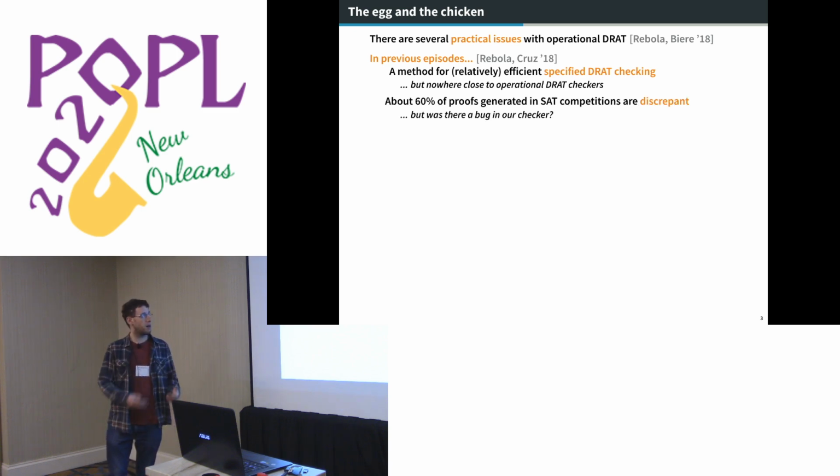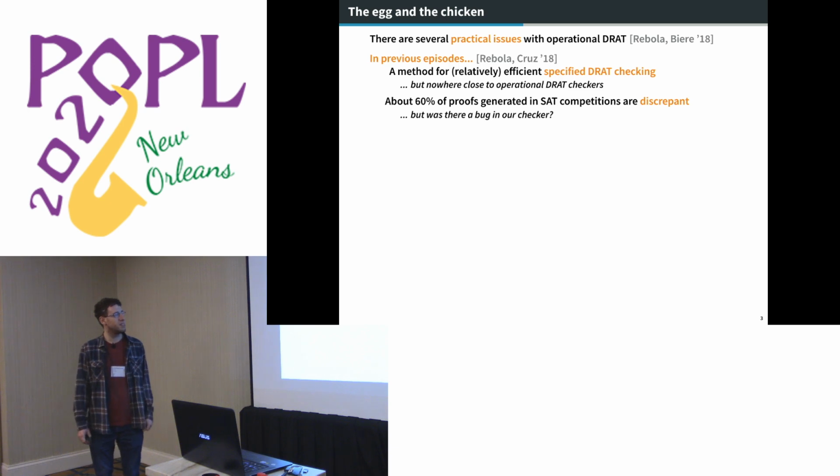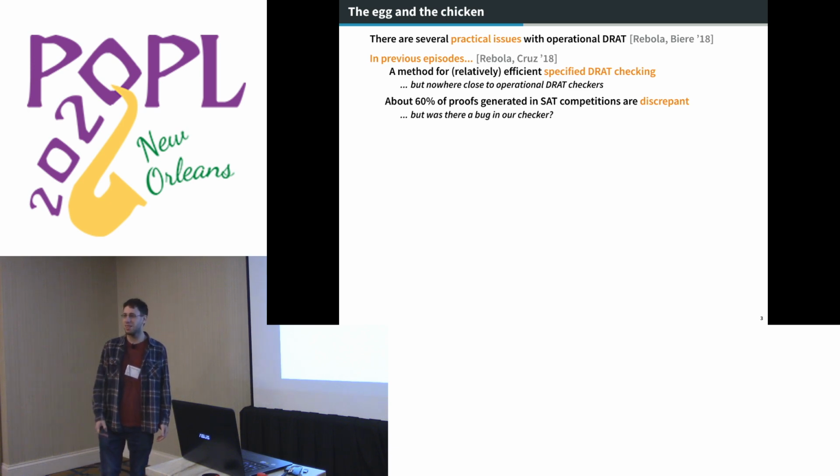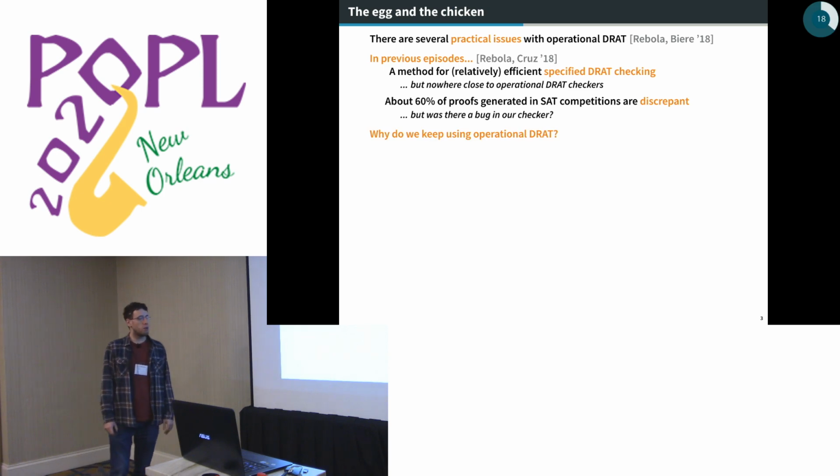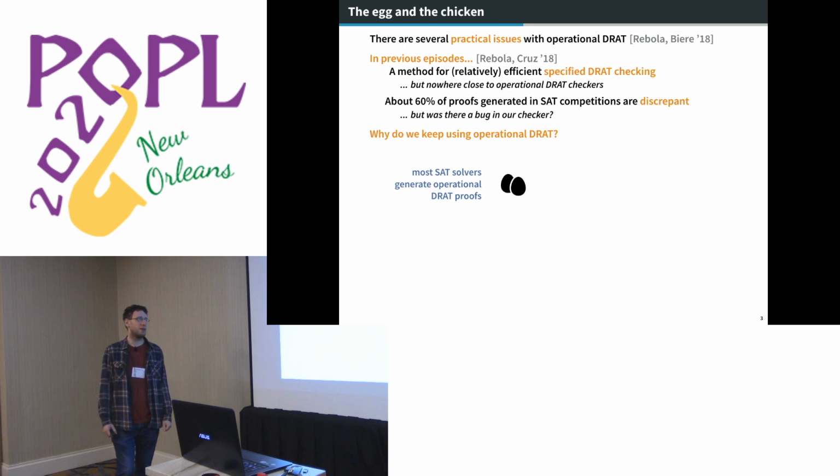On the other hand, we found this kind of surprising result, right, that most proofs generated by SAT solvers in the competitions are not quite compliant with the specification. So there was this question whether there was a bug in our checker for the specified flavor? We didn't know because it's not that easy to check a single inference in a DRAT proof. So why do we keep using this operational DRAT if there are these practical issues that I mentioned before? Well, on the one hand, most SAT solvers generate operational DRAT proofs.